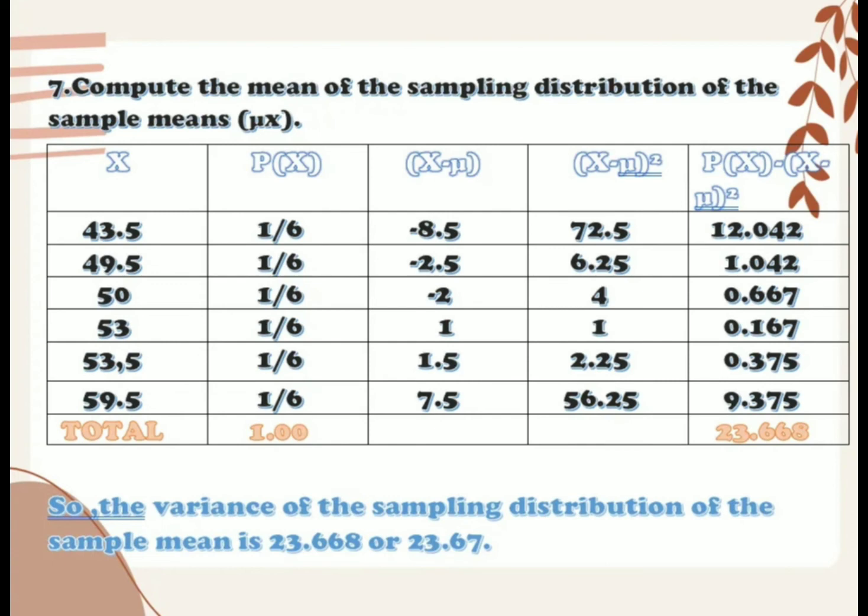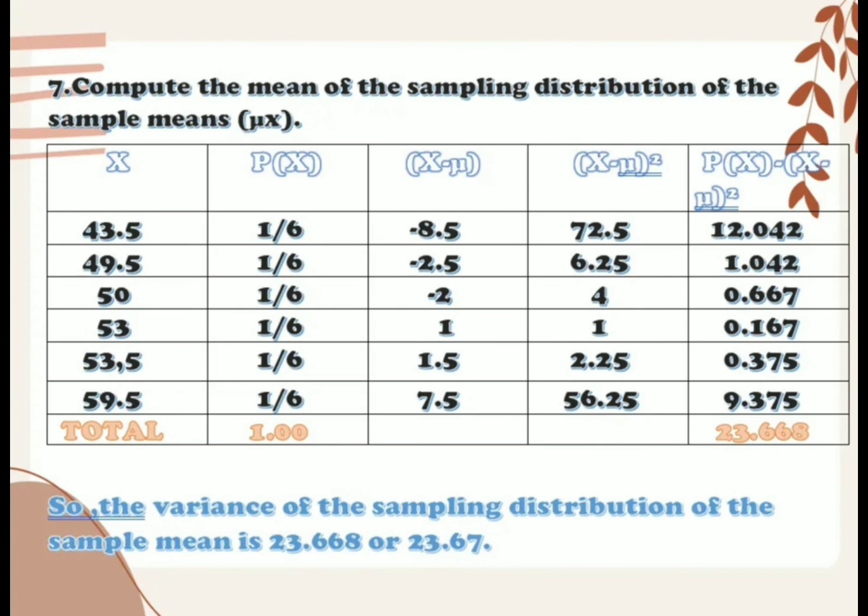In the third column, I obtain negative 8.5 by subtracting 52, which is my population mean, from 43.5, the sample mean, and then I multiplied it twice by itself and obtained the answer 72.25. As shown in the fourth column, when 72.25 is multiplied by its corresponding probability, which is 1/6, the answer is 12.04. The same solution was applied on the remaining cases.